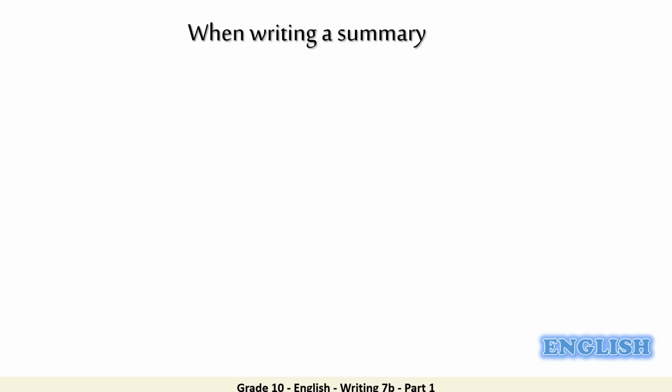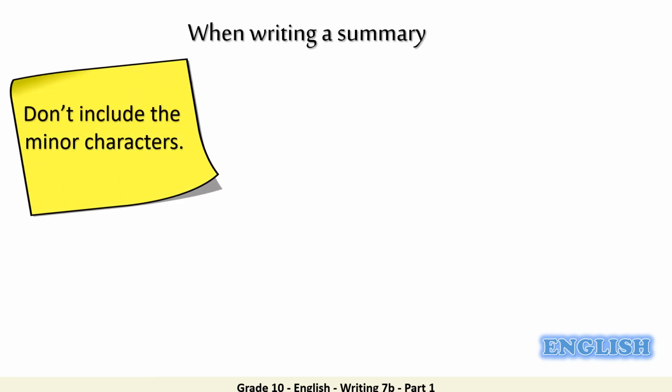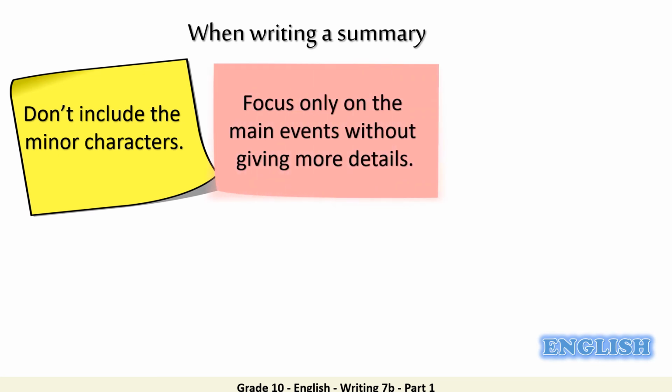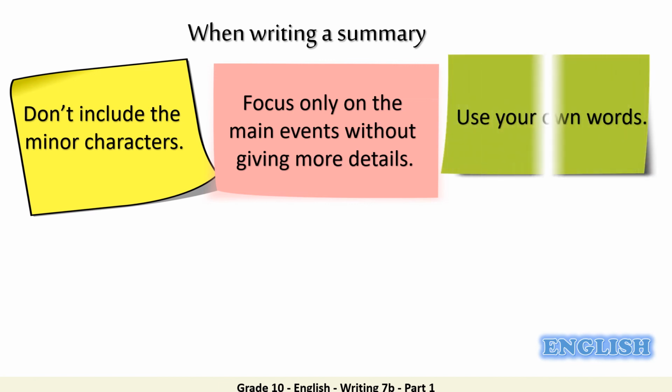And finally, let's summarize the general ideas and the things you should think of before writing a summary. Number 1. Do not include minor characters. Only focus on the major characters unless the minor characters affect the events of the story. I mean here the main events of the story. Number 2 is to focus only on the main events without giving more details. Number 3, use your own words.